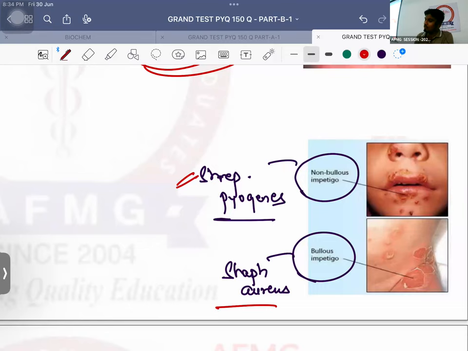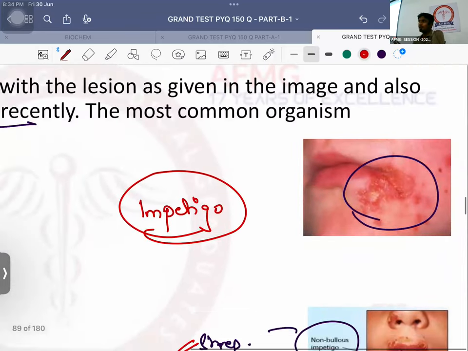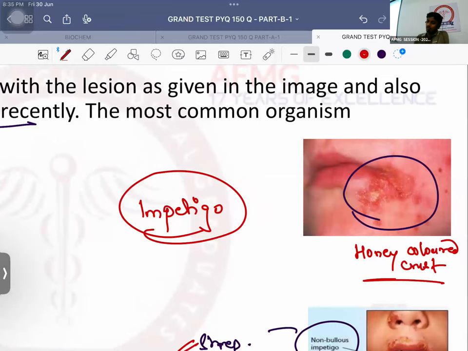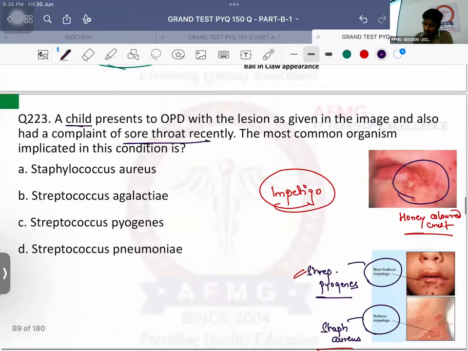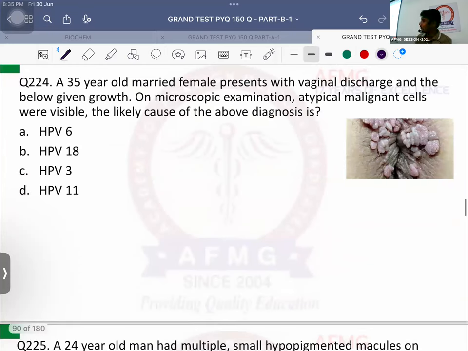This same organism is also the most common cause of pharyngitis or tonsillitis. So, bachche mein sore throat ki bhi history hai. And now, which kind of lesion is there? Bullous or non-bullous? Bullous dikh raha hai kya? Nahin, it is non-bullous. Kaunsa colored ka crust? Honey colored crust is seen na? So, it is a case of non-bullous impetigo. So that's the reason why it can be a case of streptococcus pyogenes infection.